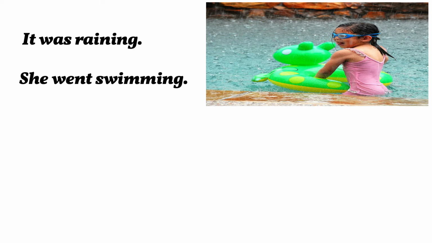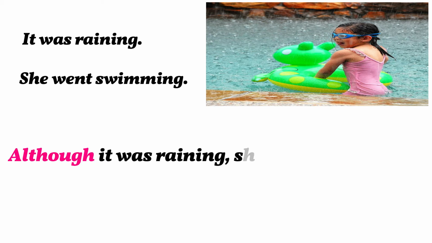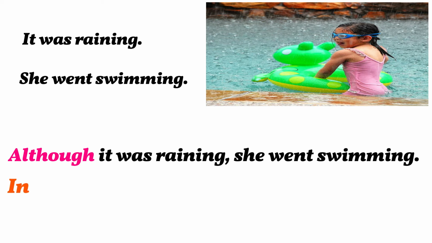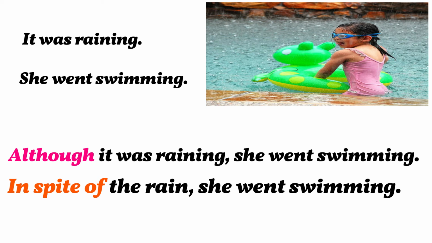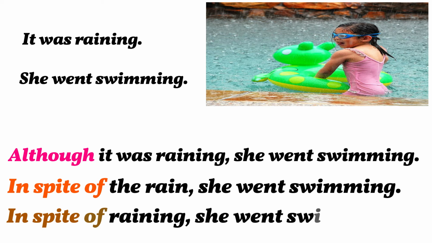Look at this. It was raining, she went swimming. Normally we don't swim under the rain. So I would say, although it was raining, comma, she went swimming. With noun, and that's in spite of, definitely. In spite of the rain, comma, she went swimming. In spite of, with ing form. In spite of raining, comma, she went swimming.